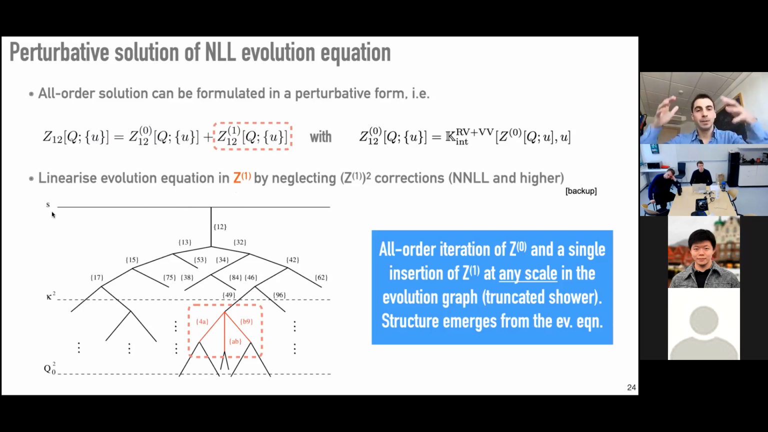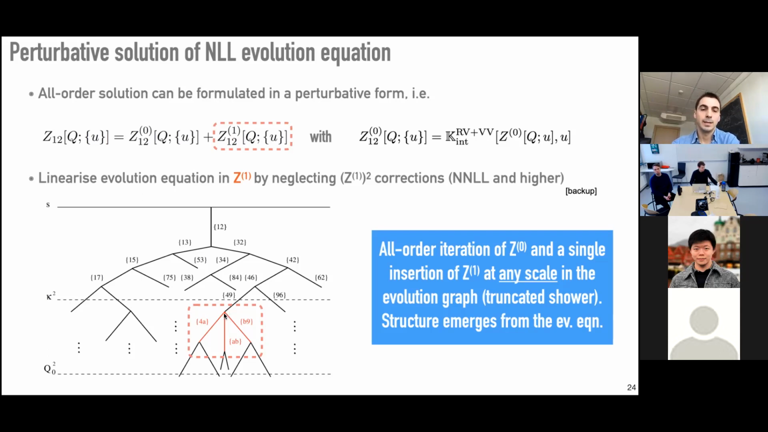If we think of the evolution tree, we start from the center of mass energy of the QQ bar pair, and we evolve down to the cutoff scale of the order of lambda QCD. What we have is a sequence of steps where we iterate the kernel Z0, and we have a single insertion of the kernel Z1 that can occur at any scale in the evolution tree. At any scale means that this scale has to be integrated over effectively during the evolution.